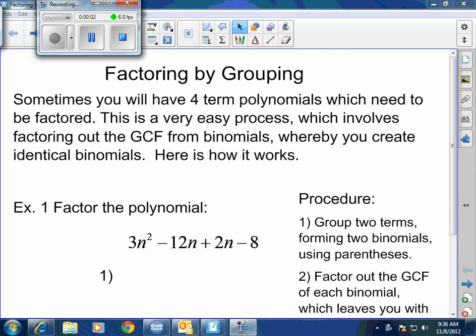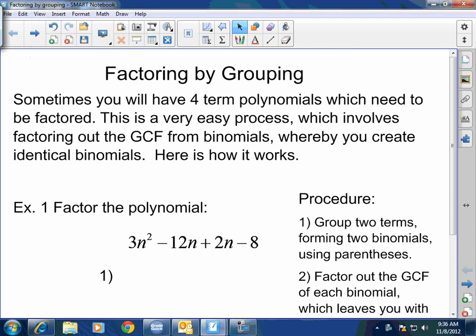Okay guys, good morning and welcome to your Algebra 2 class. Today we're going to be talking about factoring polynomials, and we're going to be talking about factoring polynomials by a method called grouping. We already know what a polynomial is.